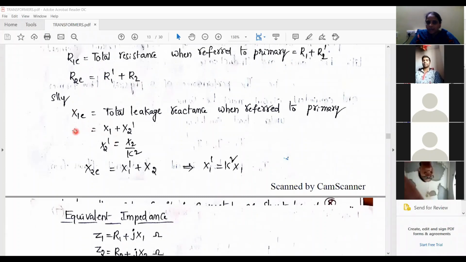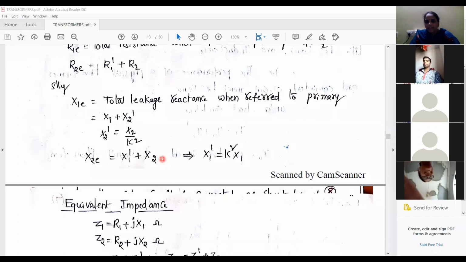So now when you go for the reactance, I am writing the total reactance, the total reactance when referred to the primary. So already the primary winding has one reactance X1. We have transferred the secondary reactance to the primary, so it will become X2 dash. Is it clear? When the secondary parameter is transferred to the primary, it will be divided by K square. Yes, ma'am.